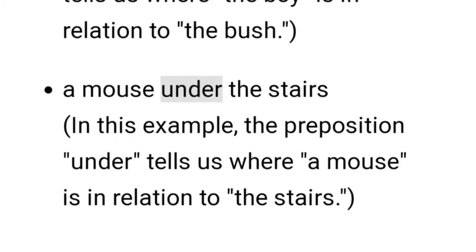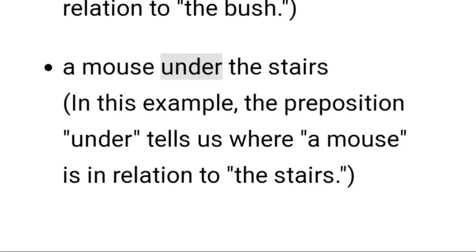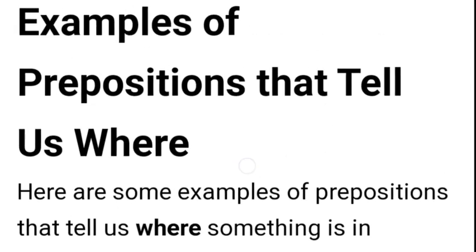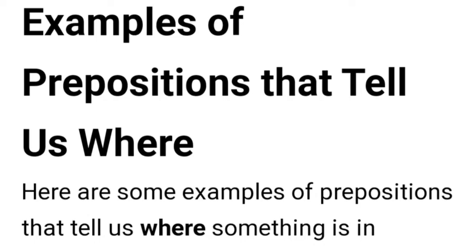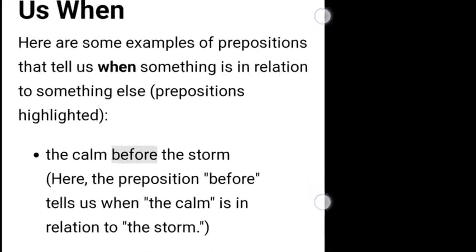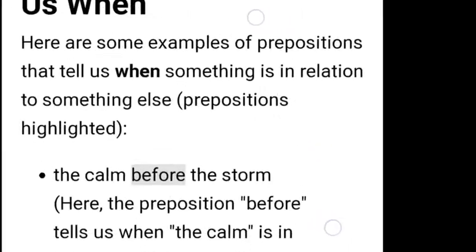The relation of the mouse and the stairs is shown by the preposition under, and the preposition of place is shown here, that is, where exactly the mouse is sitting. So this is the preposition that tells us about the place. Preposition of place. Preposition tells us about where, and when it is about when, then it will be preposition of time. Now let us come to preposition of time.